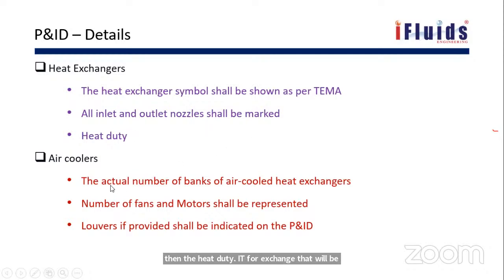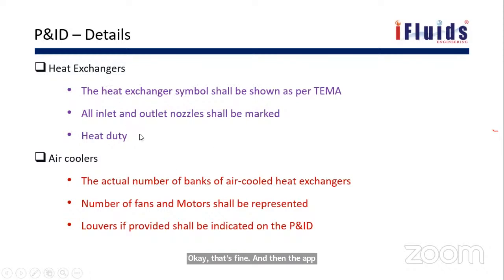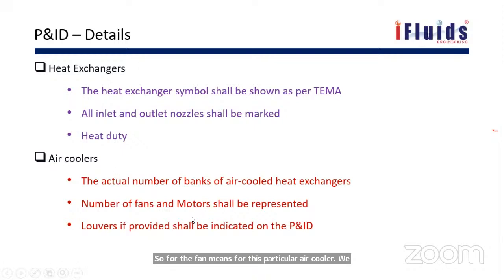Okay, that's fine. And then the air coolers. A heat exchanger has two fluids, one hot fluid and one cold fluid, passing through the pipeline inside the exchanger. An air cooler means one side has fluid passing through the pipe and the other side has ambient air pushed through by a fan. So for this particular air cooler, we need to show the fan and the motor details in the drawing.